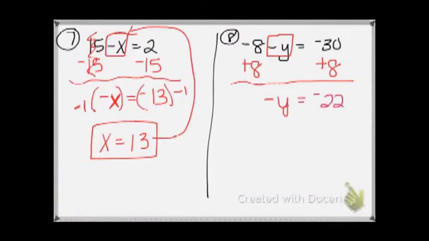Now you can't leave it like that. You get -1. You can never have a negative variable equals a number. So we're going to wave the magic wand. Abracadabra, make this into a positive y. And that means multiplication by -1. So now it's positive y, and -22 times -1 is positive 22.